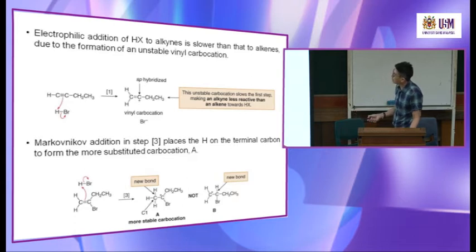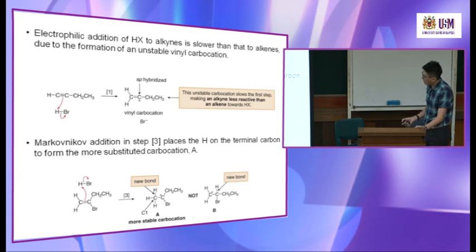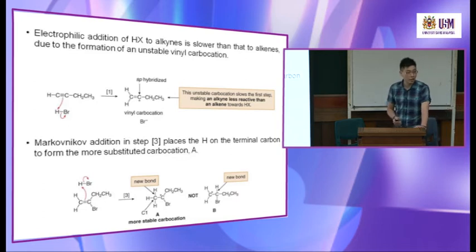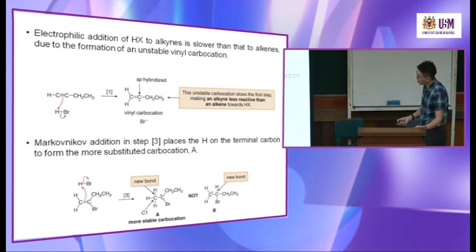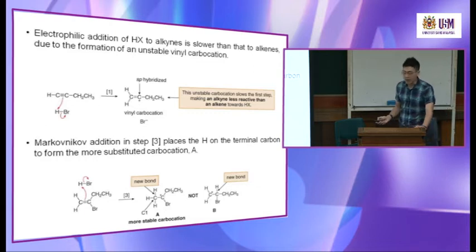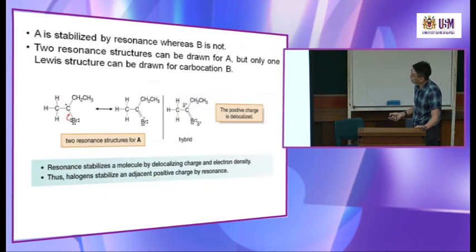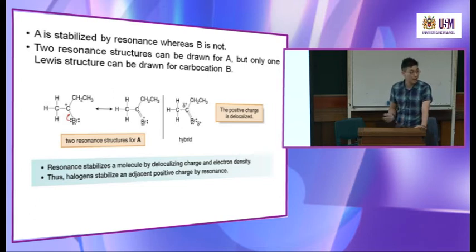The second reason concerns the last step, which gives a more stable intermediate. Compare this vinyl carbocation with this other carbocation, which is more stable because it can form a resonance structure. Your bromine atom here has lone electron pairs, which it can donate to this carbon to form a resonance structure with a positive charge. Therefore, this last intermediate species is more stable.